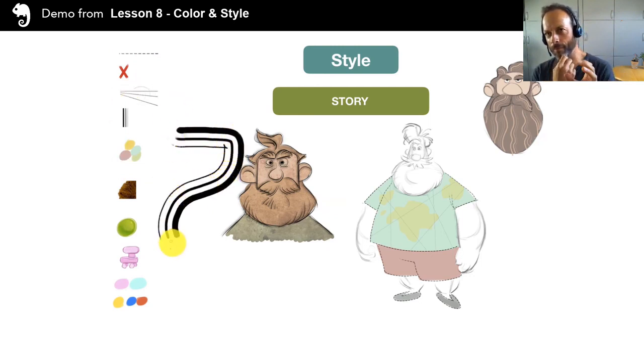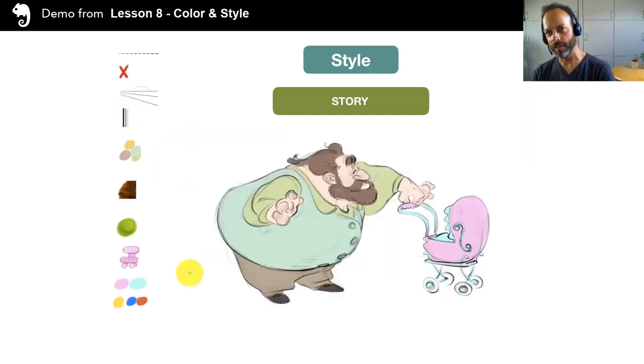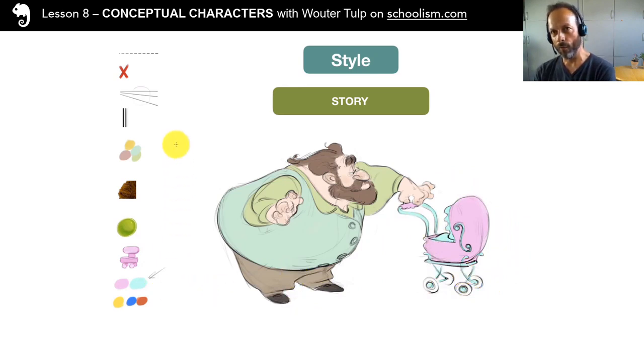So much more than looking at other movies and how they did it, I would really take elements from what the story is about and try to see how I can use that as a visual element for my designs.